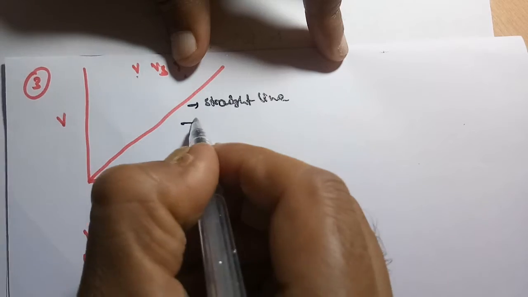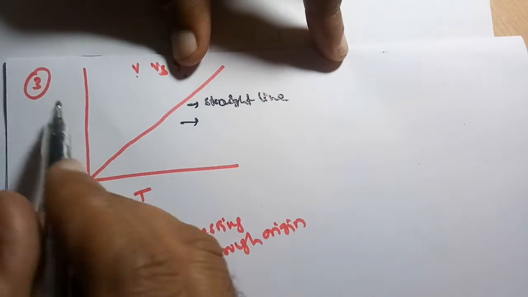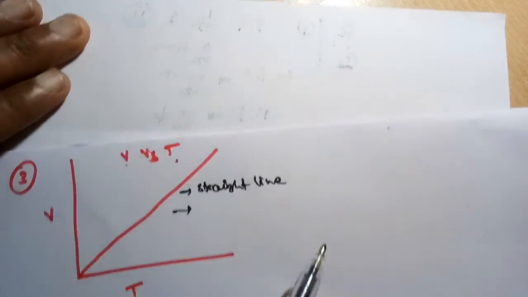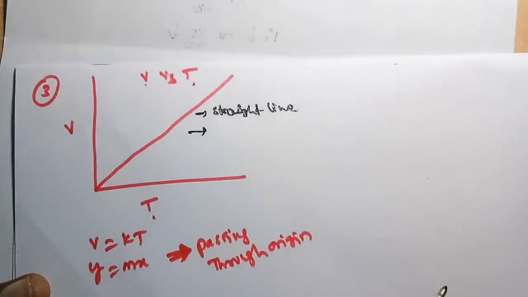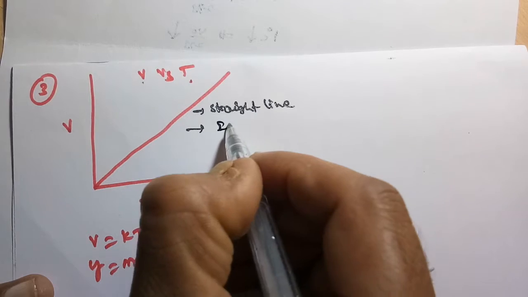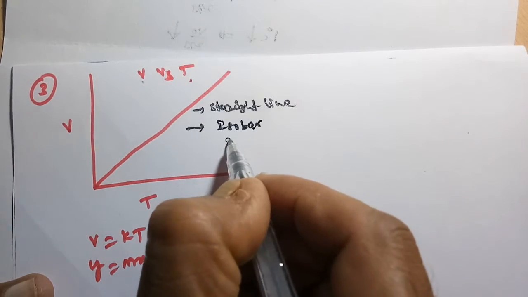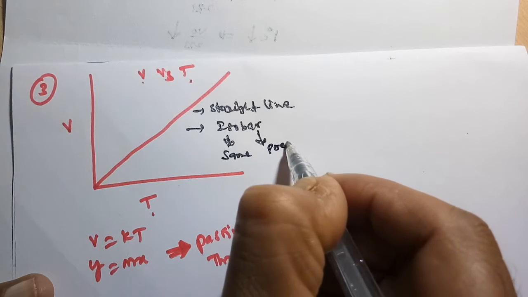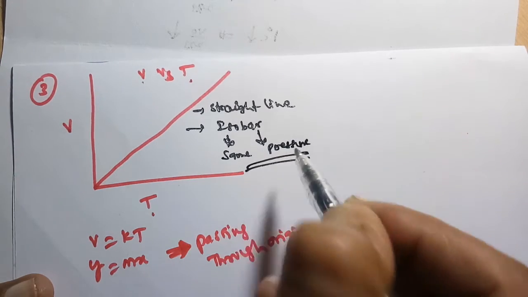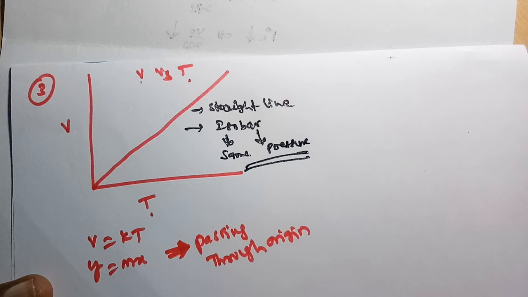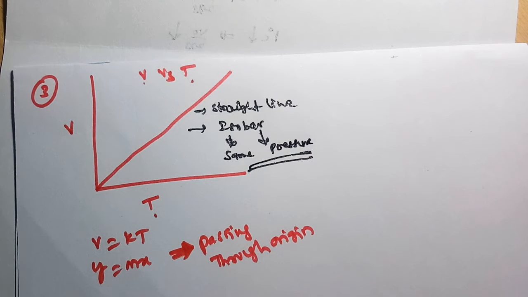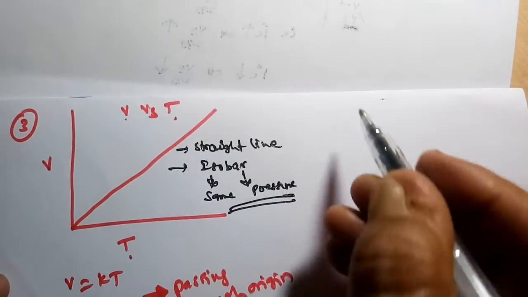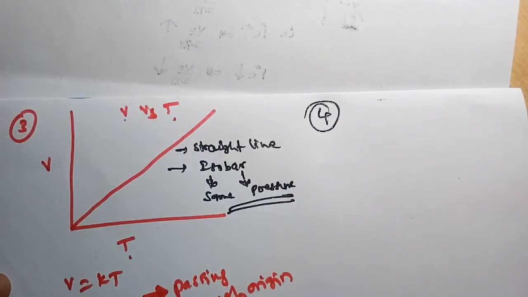Next, pressure is constant during the graph, or in Charles law pressure is constant. So whenever pressure is constant, what can we write? Isobar. Iso means same, bar means pressure. Isobar. So passing through the origin, straight line, and it is an isobar. Pressure is constant.